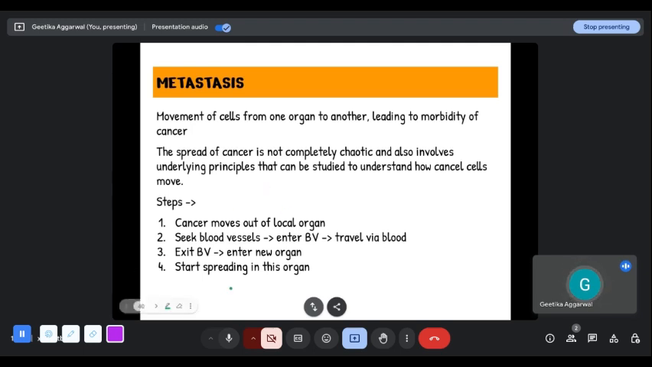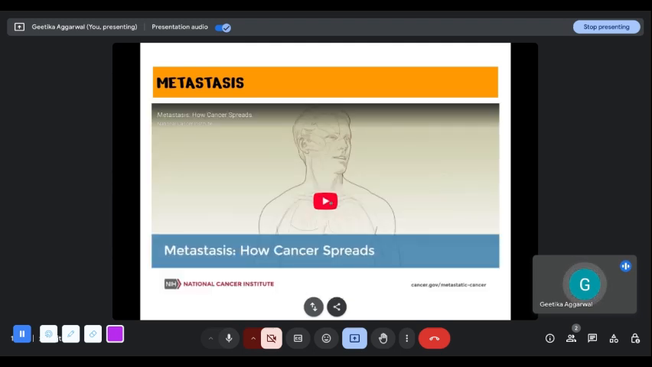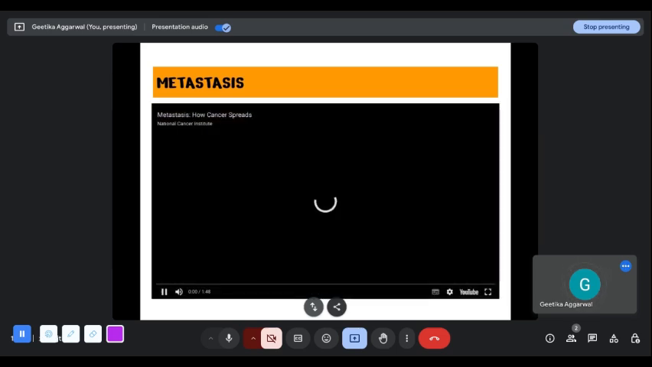There are different steps in metastasis. The cancer cells move out of the local organ, they seek out blood vessels, enter the blood vessel, and travel via blood, and eventually they exit the blood vessel and enter into a new organ, and start spreading in that new organ. A lot of the cancer cells die while traveling through the blood, but some of them do survive, and they can exit the blood vessels at different points and enter into the new organ and start spreading in this organ. So here's a short video to show you how metastasis really occurs.